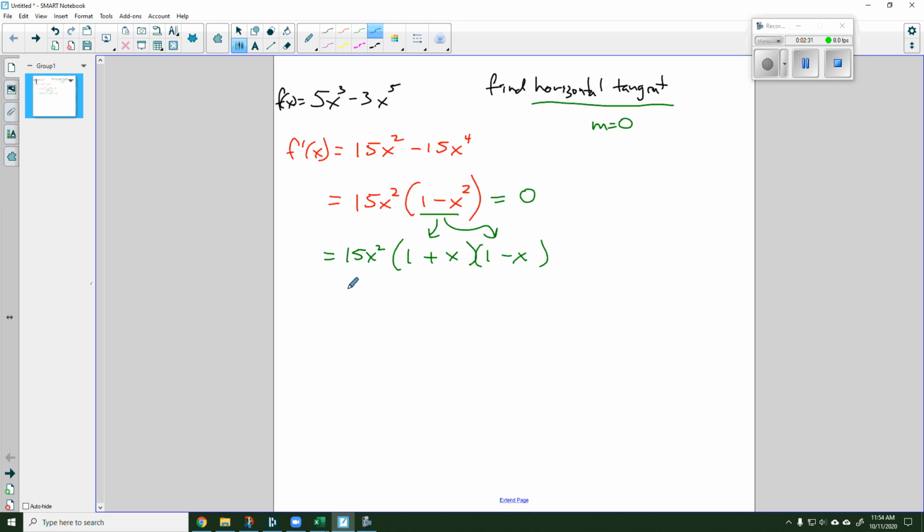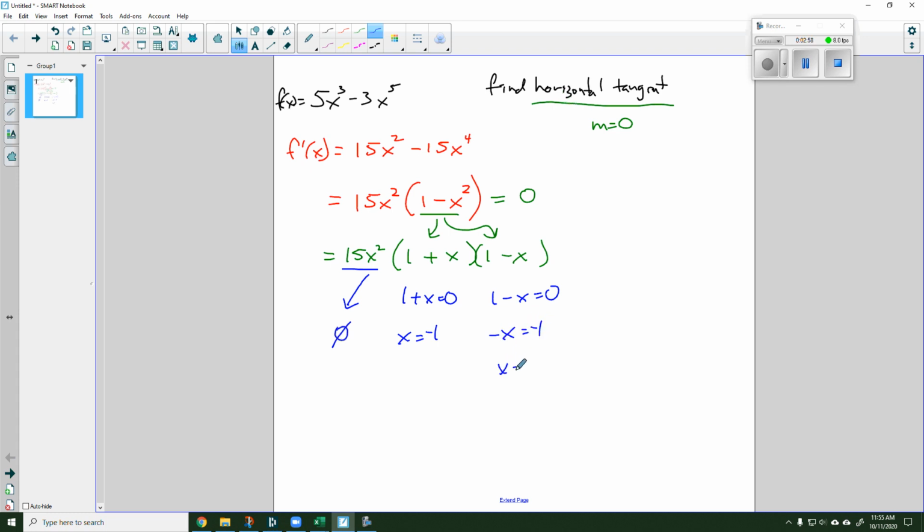And so that is telling me that one of the places this is 0 is where x squared equals 0, because that would make this equal to 0, and anything times 0 is 0. And then 1 plus x equals 0. What would make that 0? That would be x equals -1. And then for this one, 1 minus x equals 0, and that would be -x equals -1.